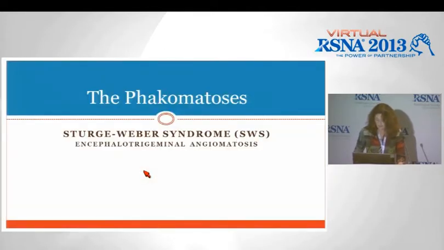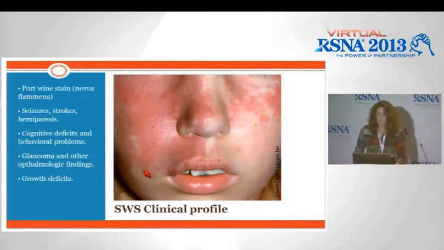So finally, I'm going to discuss Sturge-Weber syndrome, or encephalotrigeminal angiomatosis. This is a rare disease with an incidence of 1 in 50,000, and it occurs sporadically with equal male and female incidence. So the clinical profile includes the classic nevus flammeus or port wine stain, seizures, strokes and hemiparesis, cognitive deficits and behavioral problems, glaucoma and other ophthalmologic findings, and growth deficits.